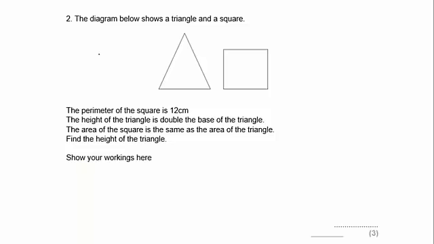So going to work through each bit of information. So the perimeter of the square is 12 centimetres. Okay, so what do we know about a square? We know that every single side is equal. So if this side is x, this side is x, this side is x, and this side is x.